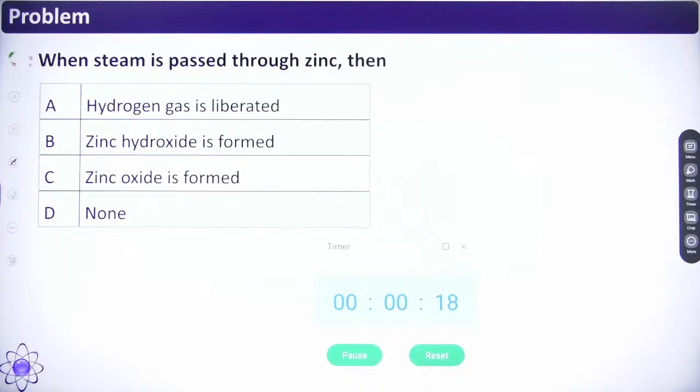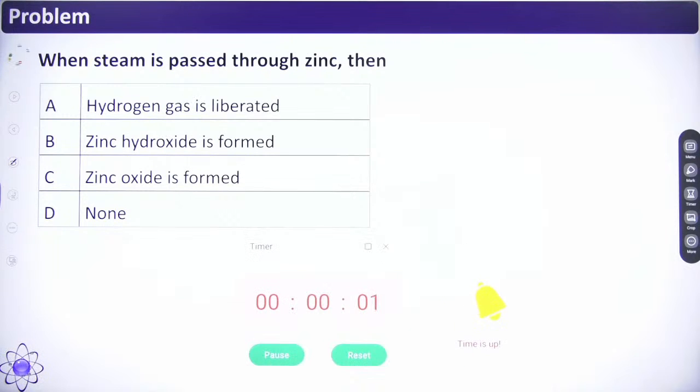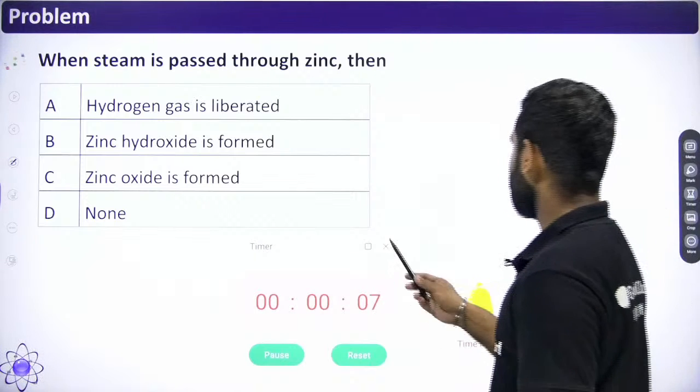Twenty seconds more. Chalo. The time is up, right?